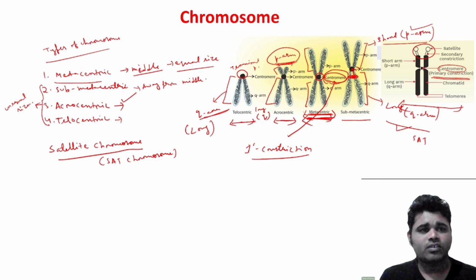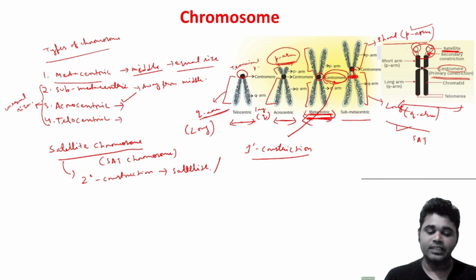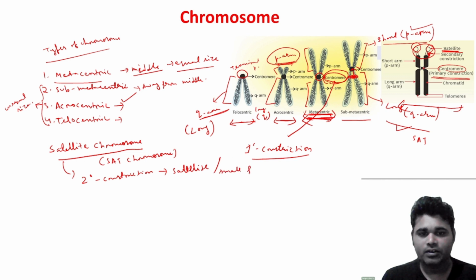But some chromosomes contain another constriction here. Because of the presence of this constriction, one structure is present, and this structure is called the satellite. So in the satellite chromosome, a secondary constriction is present, and because of this secondary constriction, it forms a satellite, or you can say a small fragment is formed. Here also another fragment is formed, which looks like the satellite.